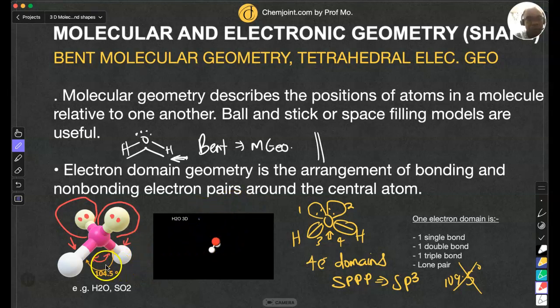In ammonia it was 107. In CH4 it was 109.5. There was no lone pair in CH4. The moment you have a lone pair, you get a reduction of the bond angle between the two bonds. Again, all that is because of the valence shell electron pair repulsion theory. The electrons repel in space.